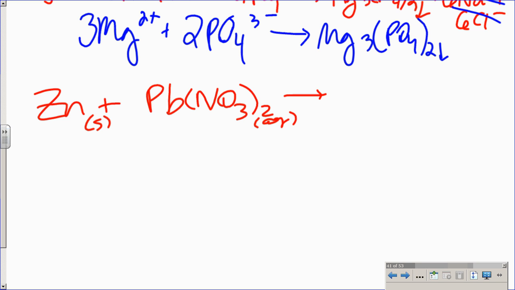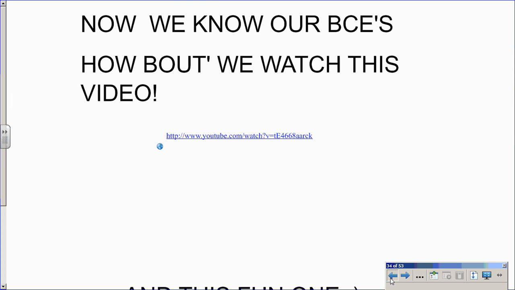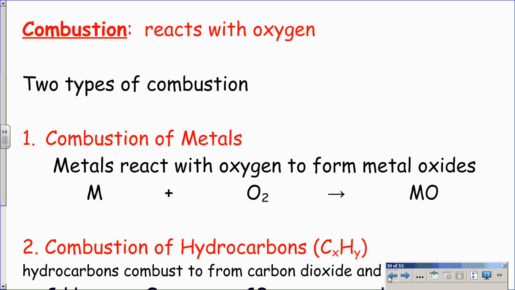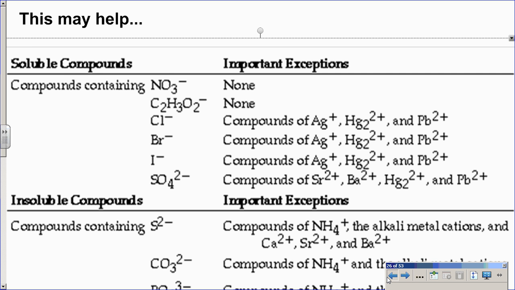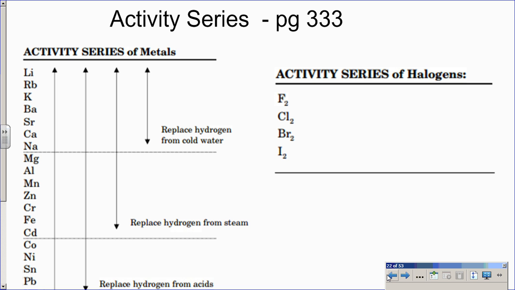Okay, does this replacement occur? You have your activity series in front of you. I can just scroll back. I'll show you the activity series. I have little copies that I'll leave on the desk. I just didn't make you guys copies for personal use yet. Activity series, right here. Okay. What are we looking for? Zinc replacing lead.